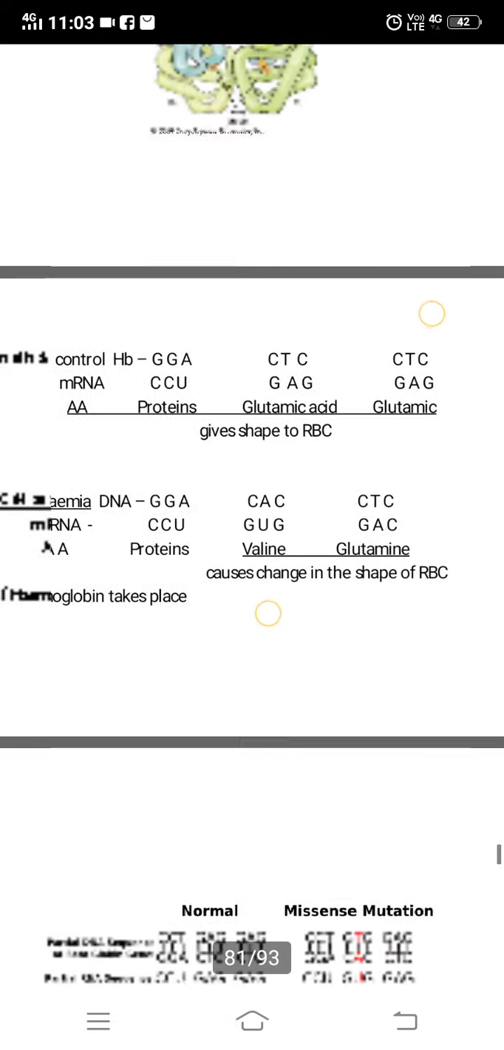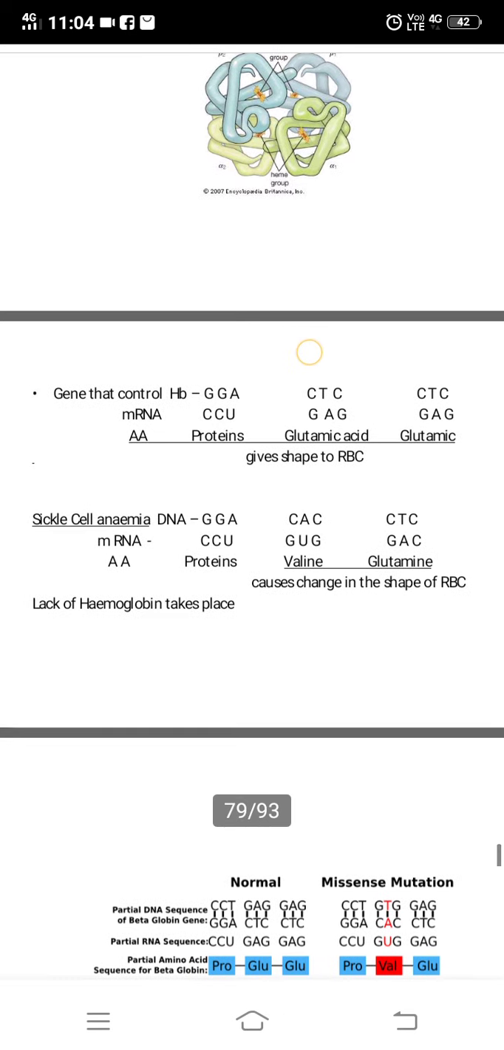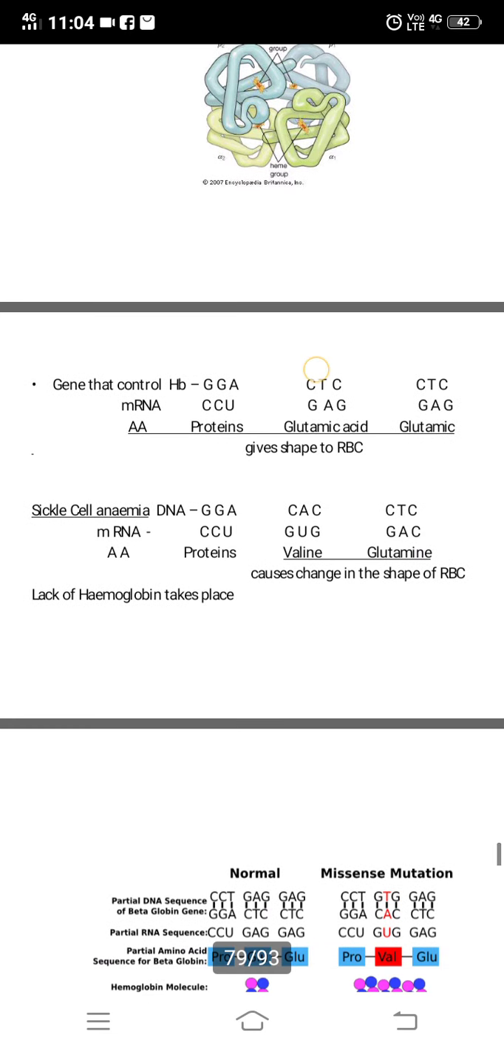Now how this happens, we will see. This is the gene that controls hemoglobin. Now look at this position, CTC. C is for cytosine, T is for thymine, C is for cytosine. When transcription takes place, cytosine will form a pair with guanine, thymine will form a pair with adenine, and again cytosine will pair with guanine. This is the case for a normal person.